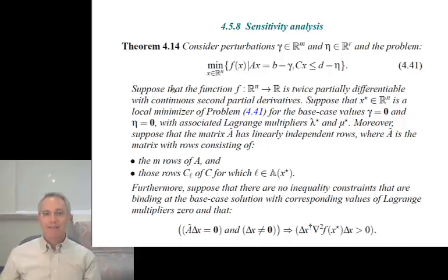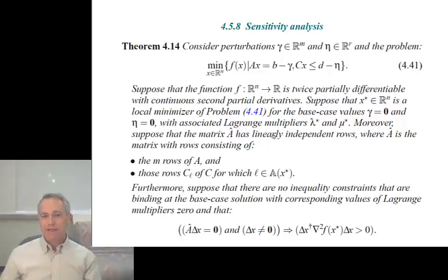We can also consider sensitivity analysis. This time we would perturb the equality constraints by gamma and the inequality constraints by eta. Again, I need some technical conditions. I need f to be twice partially differentiable. X star should be a local minimizer for the base case values where gamma is equal to 0 and eta is equal to 0. And let me assume that there are Lagrange multipliers lambda star and mu star. Moreover, I need a particular matrix to have linearly independent rows. That matrix A hat consists of the m rows of A together with the rows C_L of C corresponding to binding constraints.